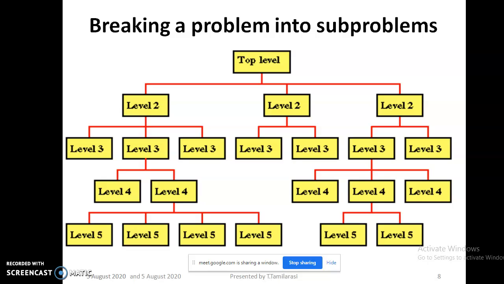If the level 4 problem is somewhat less complex, then we have solved the problem. Maybe level 4 is also complex, so we will move to level 5, that is, we subdivide our level 4 problem into level 5 problems. Probably when we reach level 5, the problem complexity is automatically reduced. So this is breaking the problem into sub problems.